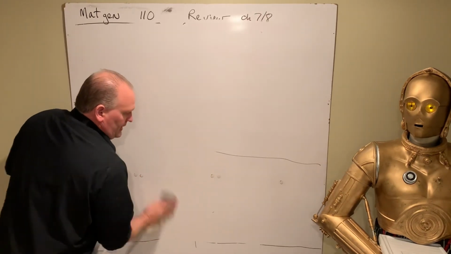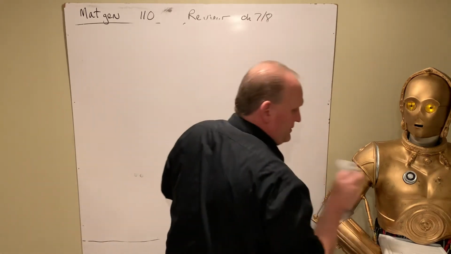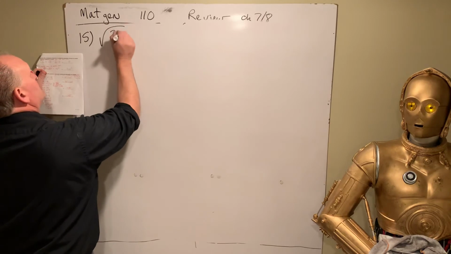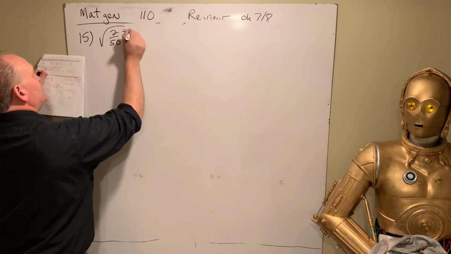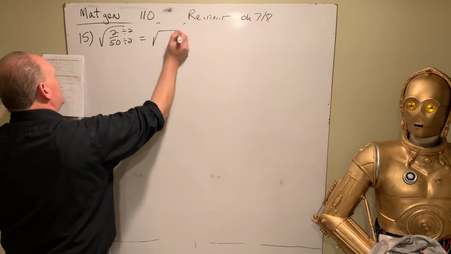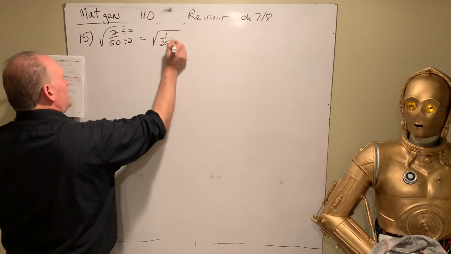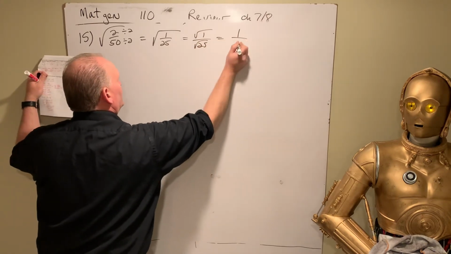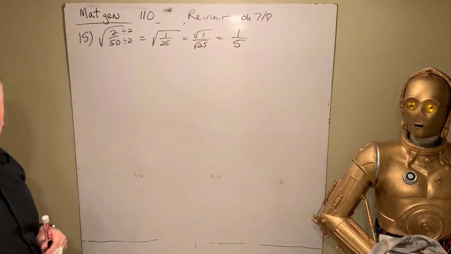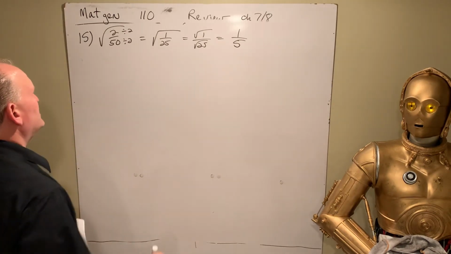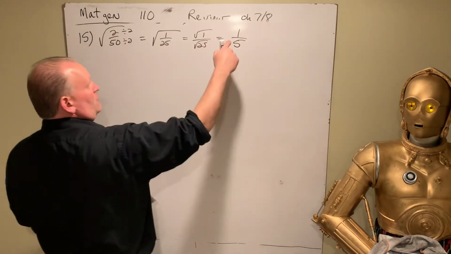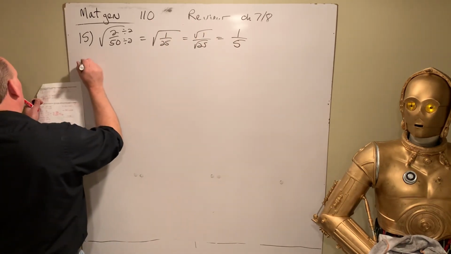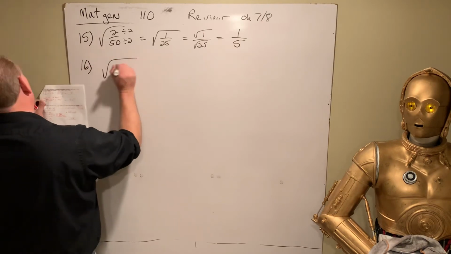Let's do the last page of the review. So we got 15, is the square root of 2/50. So you reduce that inside, it's still under a square root, 1/25. And now you do the square root of 1 over the square root of 25. It's 1/5. Be careful. Lots of people got that one wrong last year because they just reduced it to 1/25 and wrote 1/25. They completely forgot about the square root. So make sure not to do that.